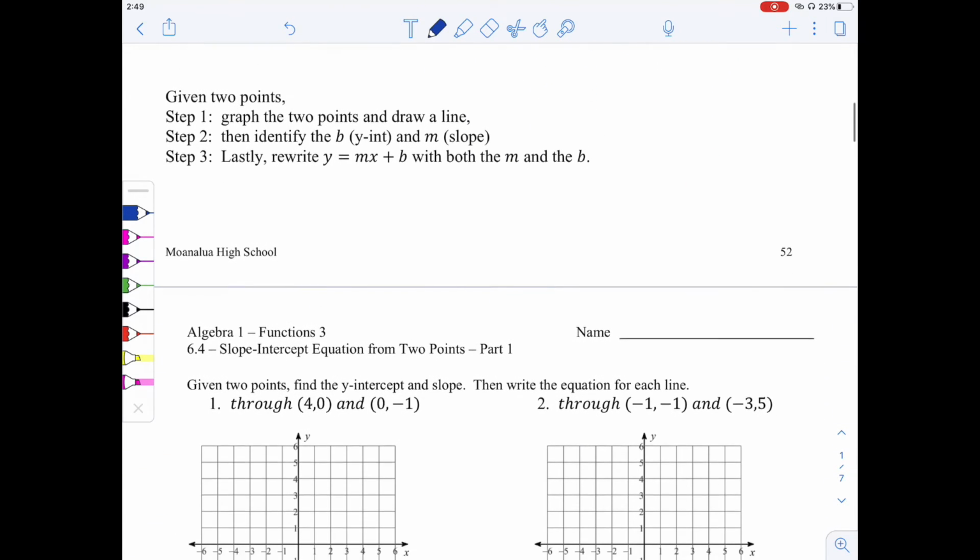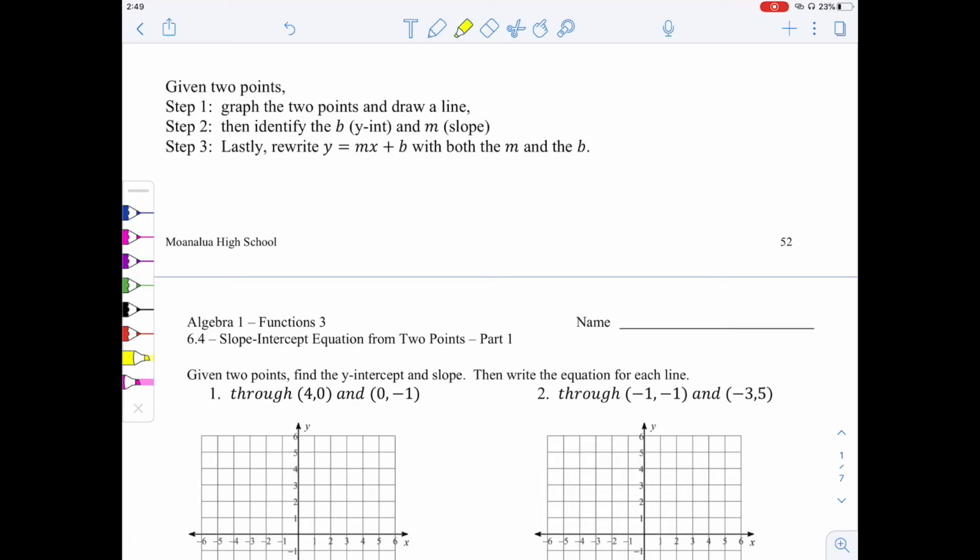Okay, so our steps are: given 2 points, we're going to graph the 2 points and draw a line. Then you're going to identify what the y-intercept is and what the slope is. And then lastly, write y equals mx plus b with both m and b.